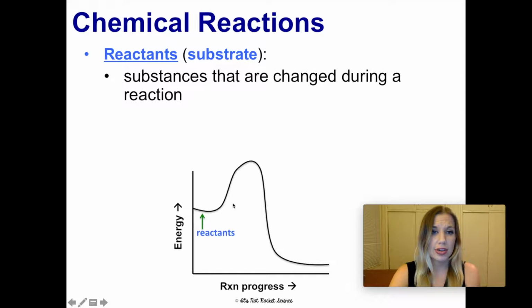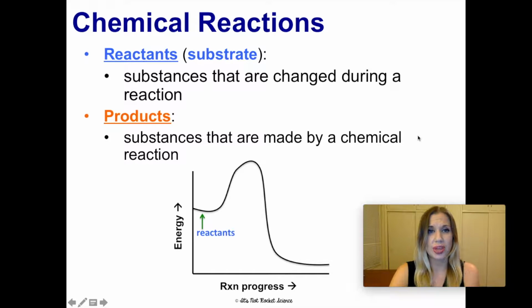They're referring to the same type of substance. And so if we look down here at this energy diagram again, our reactants would be the initial input of energy, so that initial starting place. And then at the end of the reaction, we end up with products. And these are substances that are made by a chemical reaction.